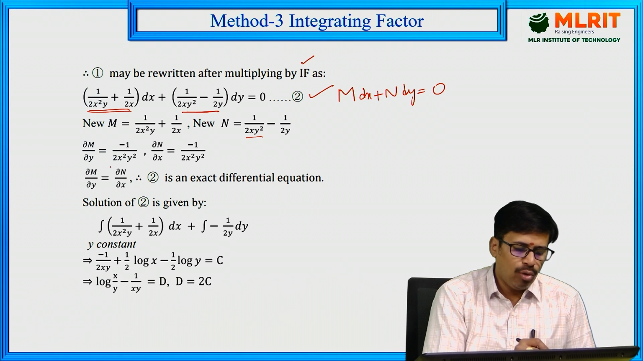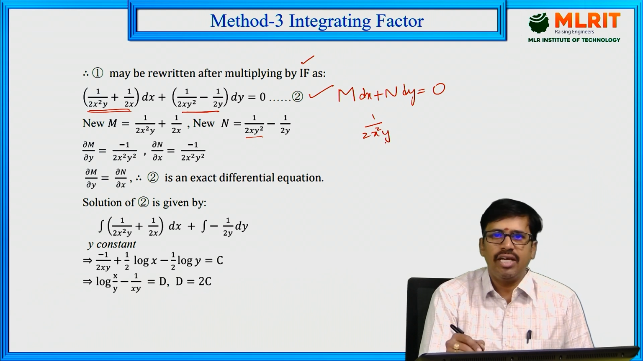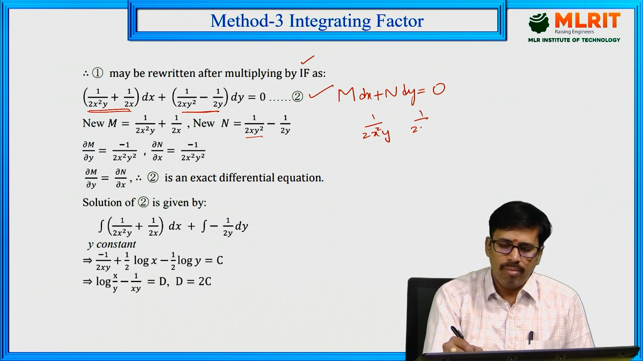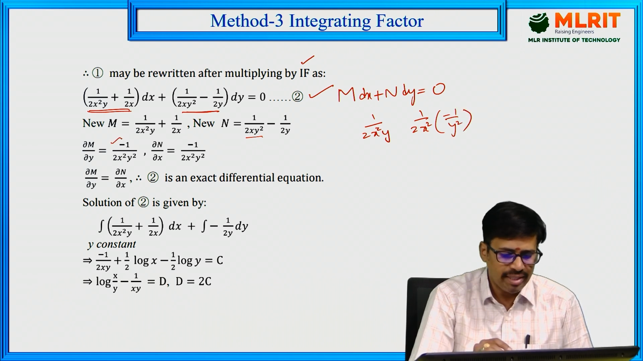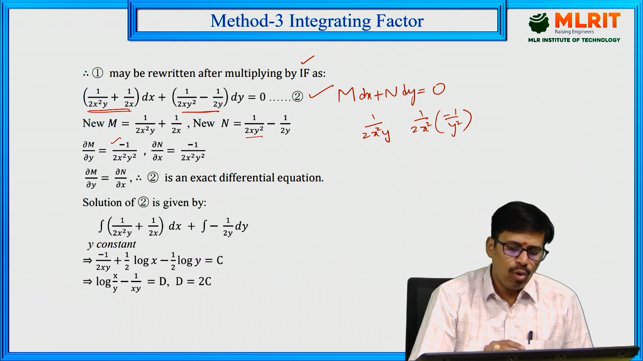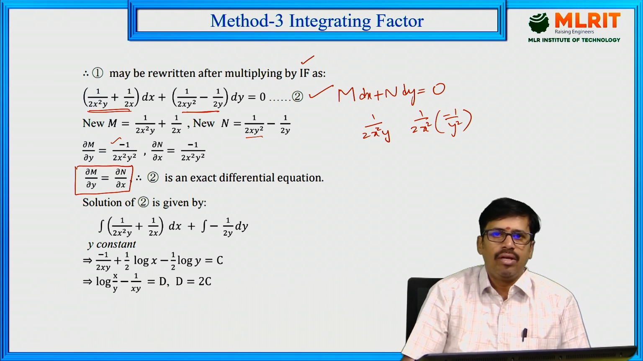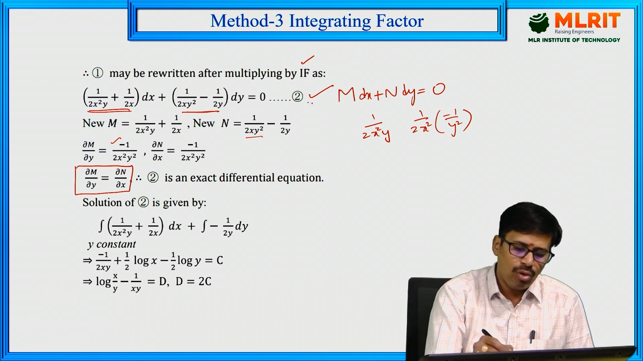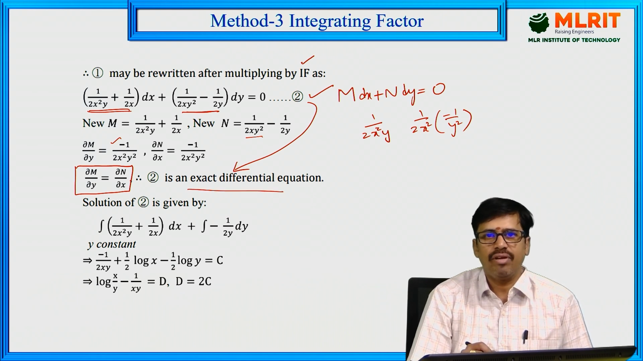So dou M by dou y: the first term is 1 by 2x square y. We are differentiating this with respect to y, so 1 by 2x square is constant, and the derivative of 1 by y is minus 1 by y square. So this is minus 1 by 2x square y square. Similarly, dou N by dou x is minus 1 by 2x square y square. Both are equal, so this condition is satisfied. So the given equation 2 is an exact differential equation. Now it is reduced to an exact differential equation.